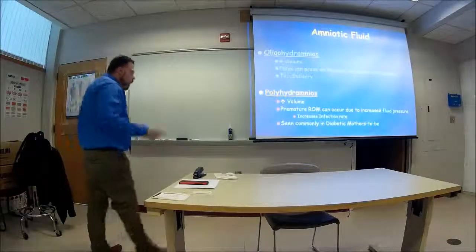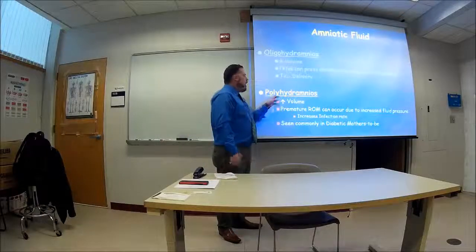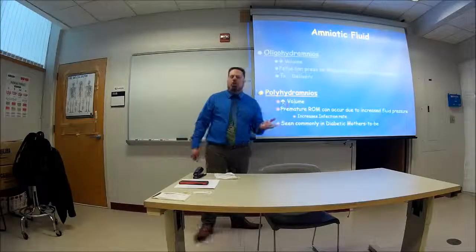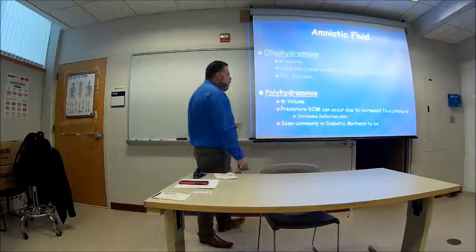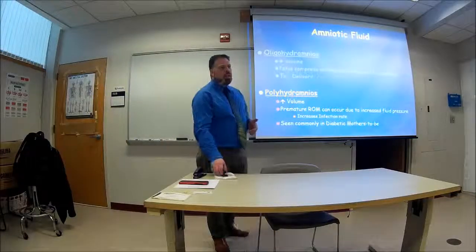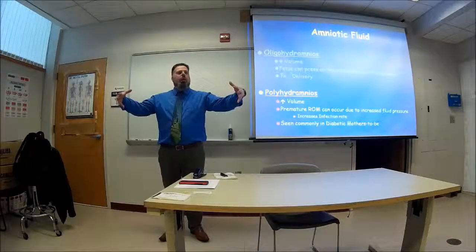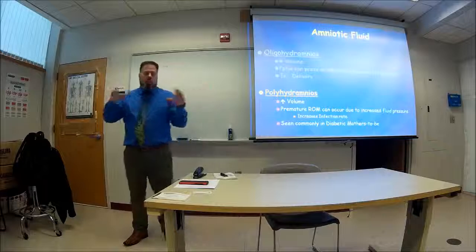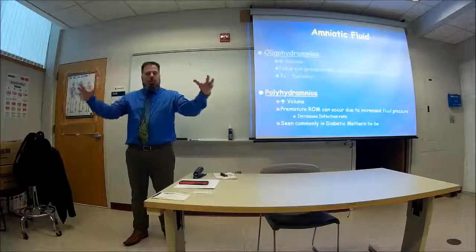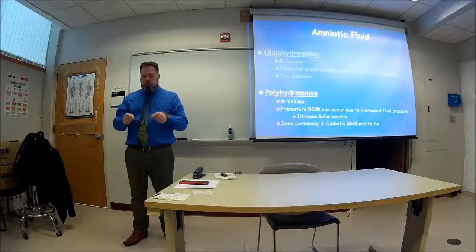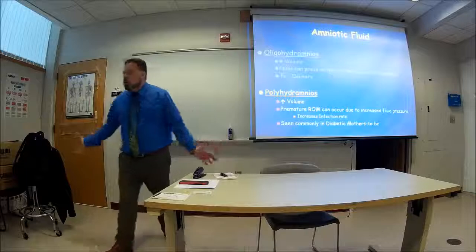Okay? To the other extreme, here's a large amount. Polyhydramnios means a large amount. Now, premature rupture of membranes can occur. What happens here is that if there's so much fluid around the baby, it's like you've got this big balloon. Remember, the baby's in a sac, right? The amniotic sac. So if you have this big balloon and it's getting filled up with more and more fluid, eventually that balloon is going to burst.